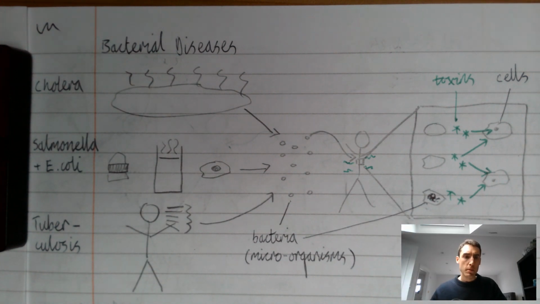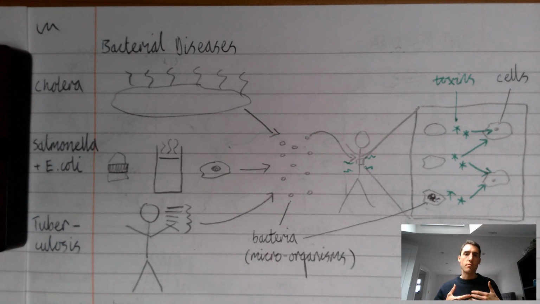Now, the Human Body Part 2 scheme, as I said in the previous video, has a number of different sequences of lessons within it. And this first sequence of lessons is really related to this idea of communicable diseases. This idea that many diseases are not caused by changes happening inside the body.